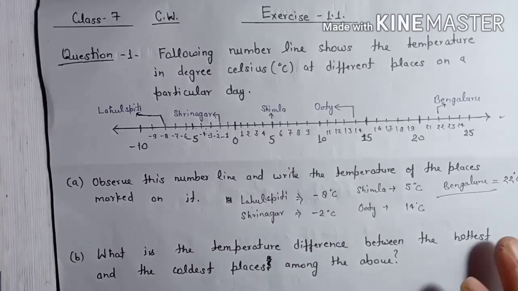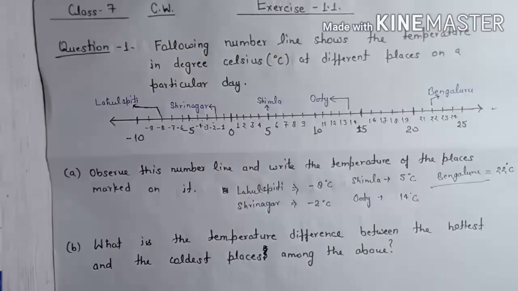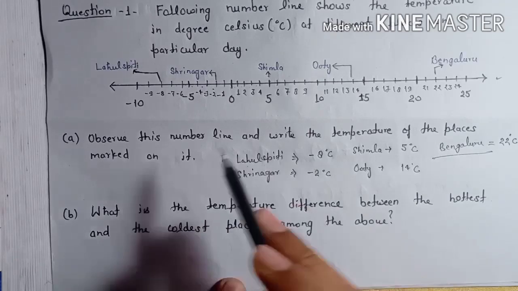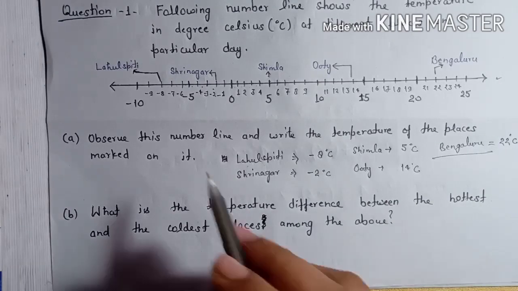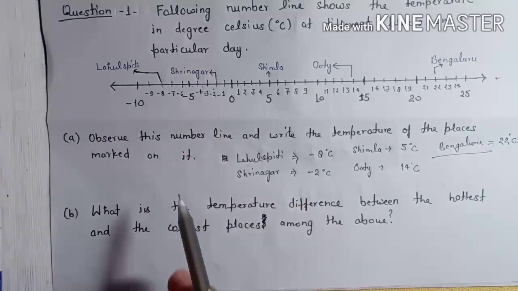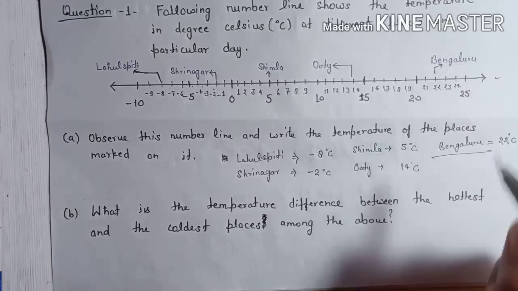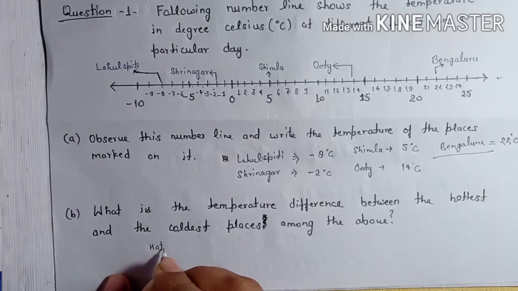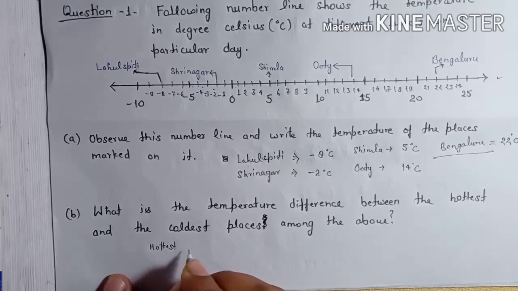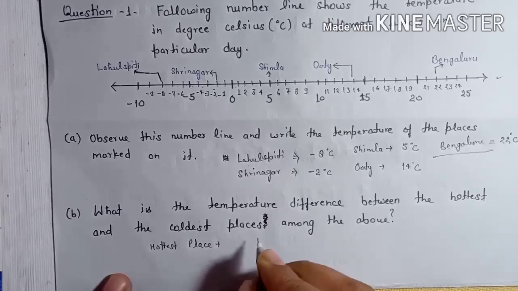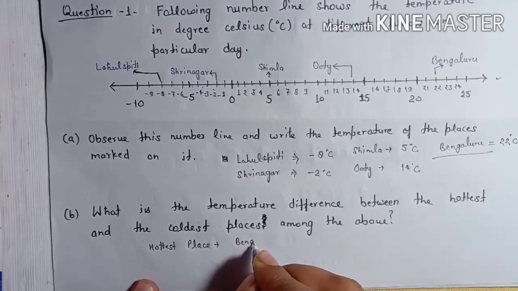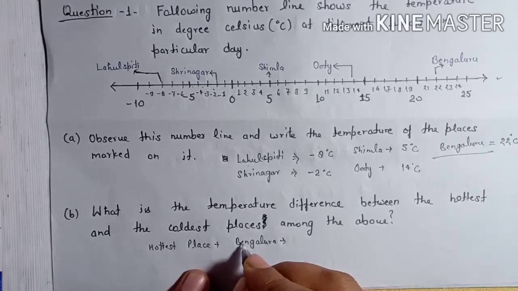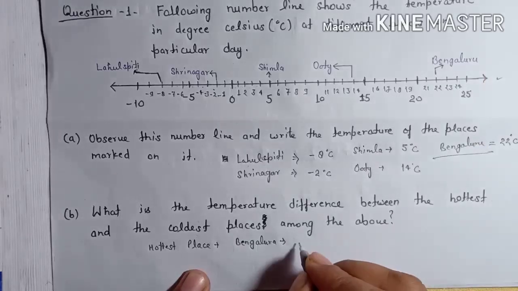The second part is: what is the temperature difference between the hottest and the coldest place among the above? You can observe one thing here. Which place is hottest here? That is Bengaluru. So right here, the hottest place is Bengaluru, and the temperature at Bengaluru is 22 degrees Celsius.